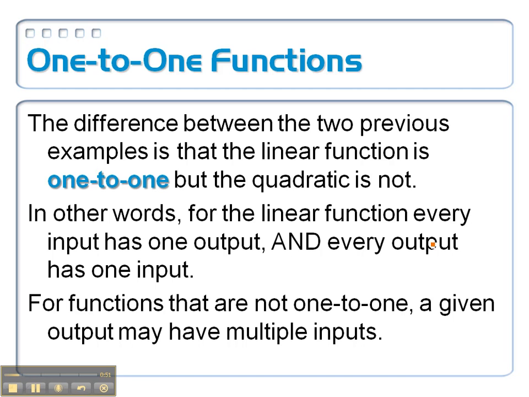What a one-to-one function means is that for every input there's one output. That's what every function is. But it also means for every output there's one input. For quadratics that's not necessarily the case, and for the trig functions that's also not the case. Okay? So for functions that are not one-to-one, a given output can have multiple inputs.